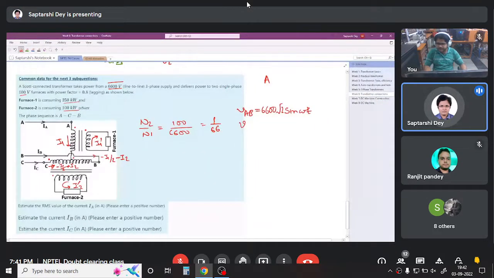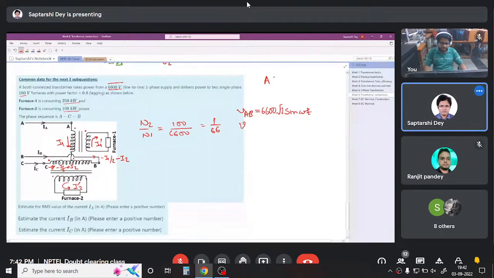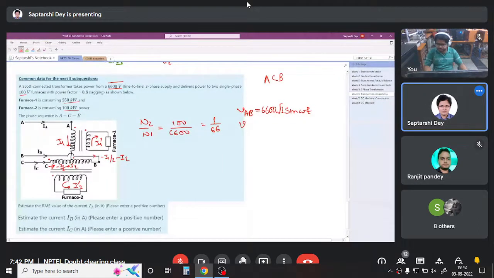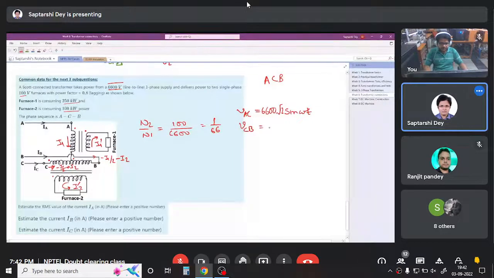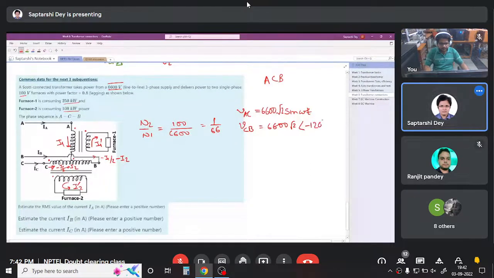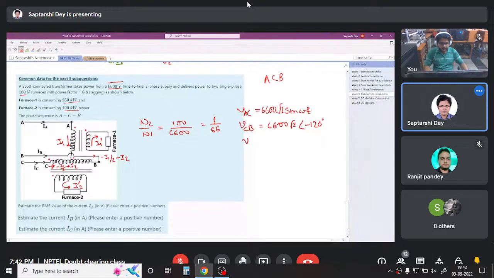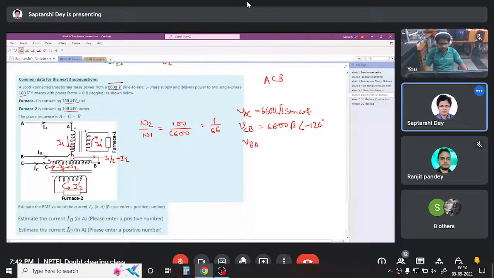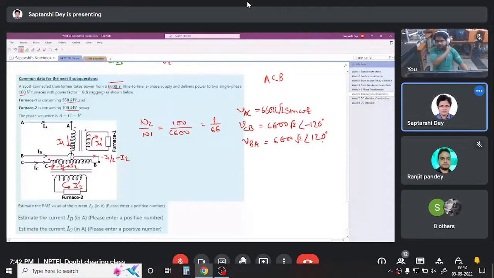Here the phase sequence is ACB. Okay, let me write VAC then. Otherwise we will get confused. VAC is this. Then VCB will be this minus 120, and BA will be this plus 120, right? Now in our phasor diagram, what did we see?